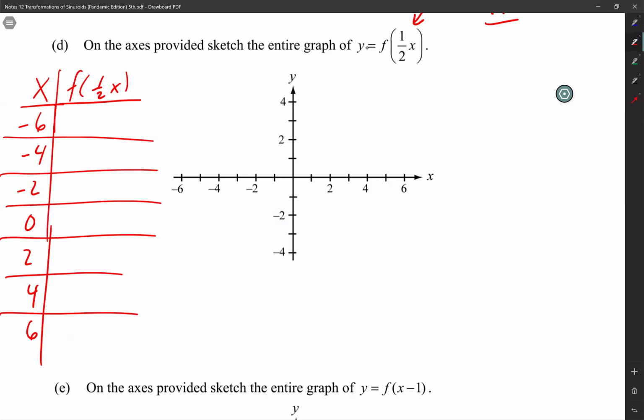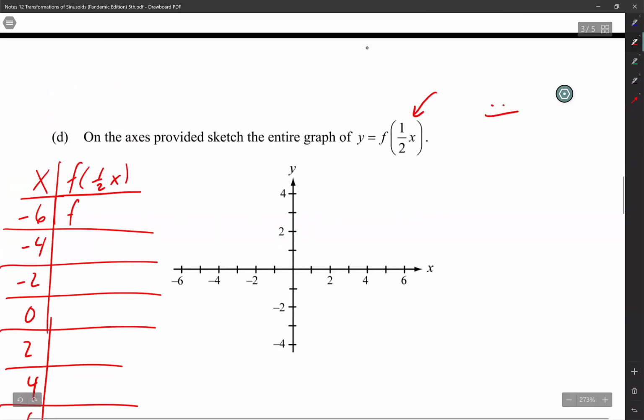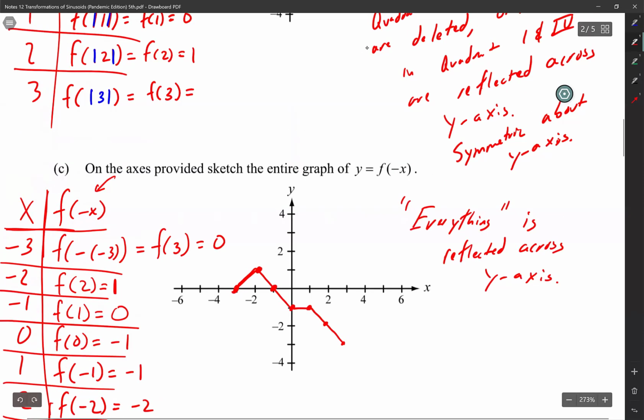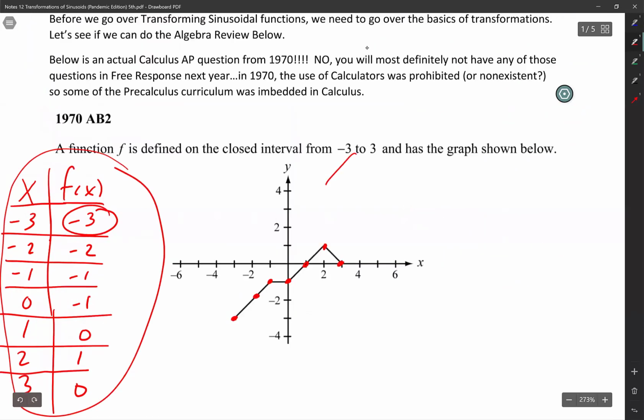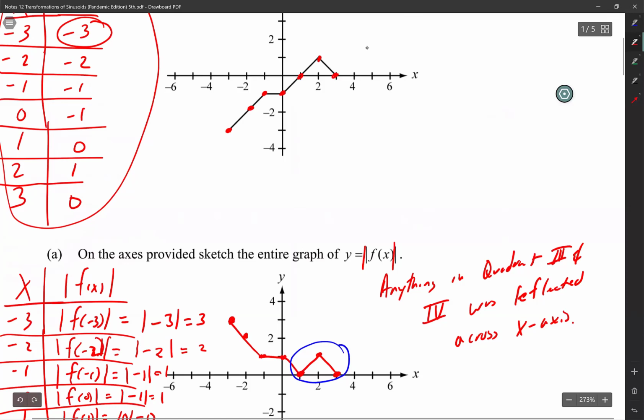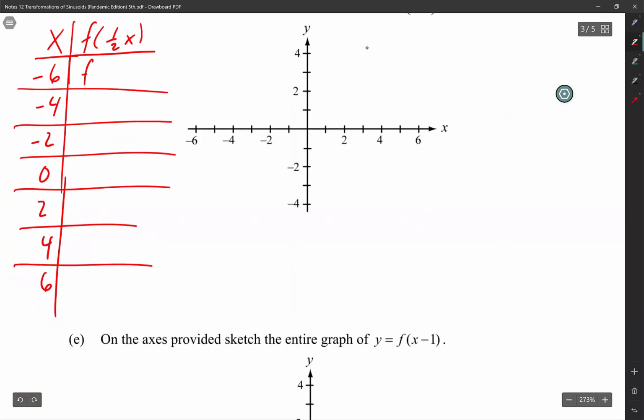Why did I choose those numbers in particular? Because I'm taking half of those values and I want to force myself to use just these original points. You don't have to use this table. If you like using graphs, you can use graphs. I think it's easier to read from a table, but if you're used to a graph, that's fine. So f of half of negative 6.